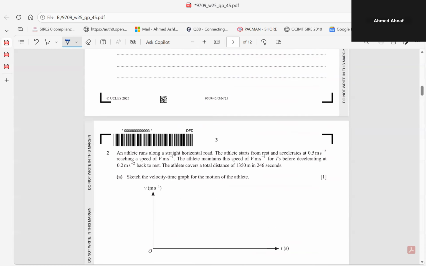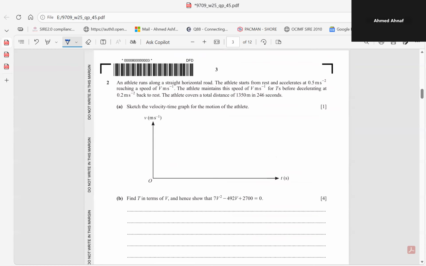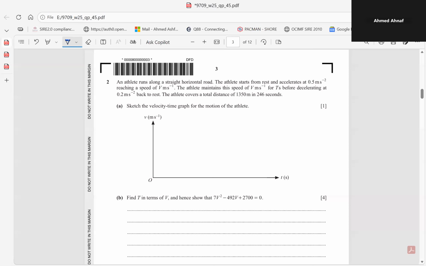Let's move on to the next question. For this question, we are told that an athlete runs along a straight horizontal road. The athlete starts from rest and accelerates at 0.5 meters per second squared, reaching a speed of v meters per second. The athlete maintains this speed of v meters per second for t seconds before decelerating at 0.2 meters per second squared back to rest.